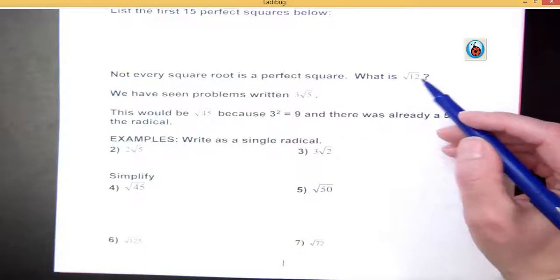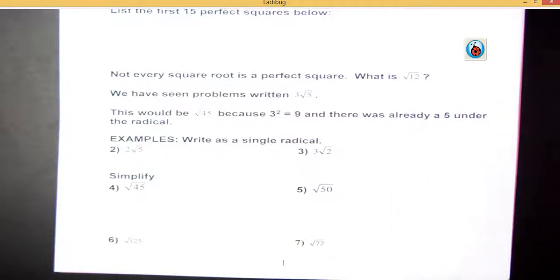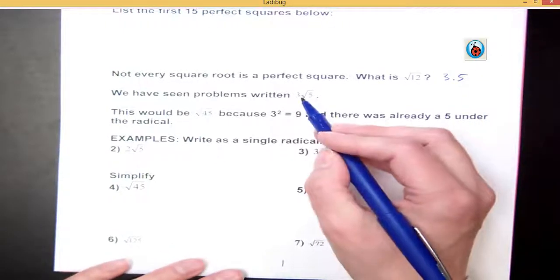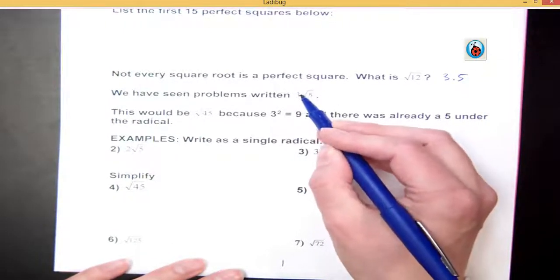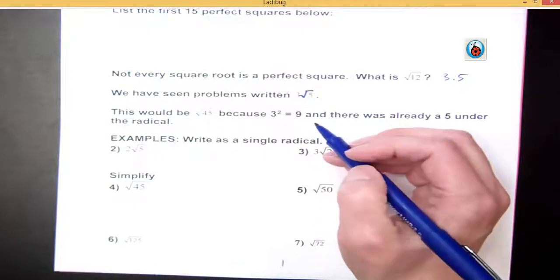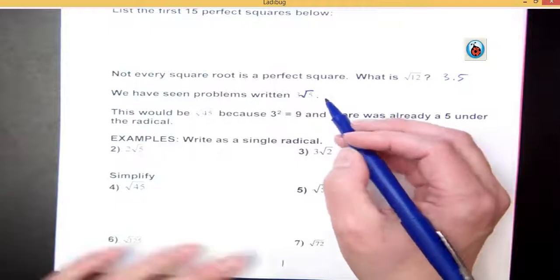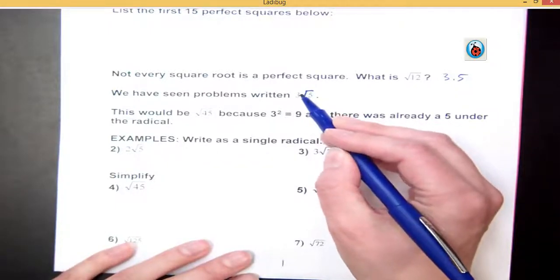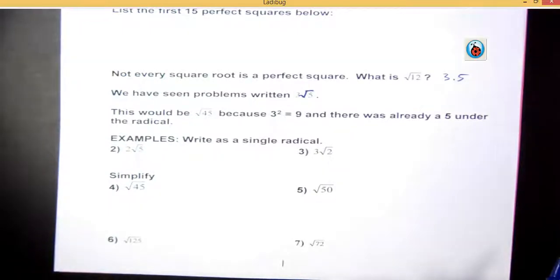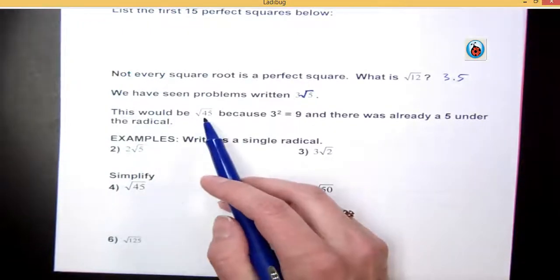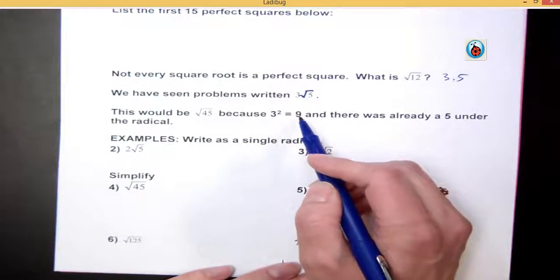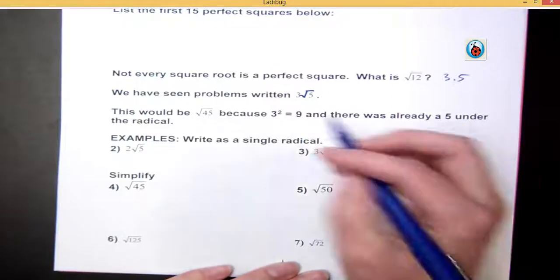So we have square root of 12, which if you write that in, comes out to about 3.5. And then there's problems that say 3 square root of 5. So square root, remember, means a number multiplied by itself to get to 5. So the square root of 5 is a decimal. 3 is the whole number. If we wanted to move this back in and write it as an unsimplified square root, it would become square root of 45, because 3 squared is 9, and there's already a 5 under the radical.